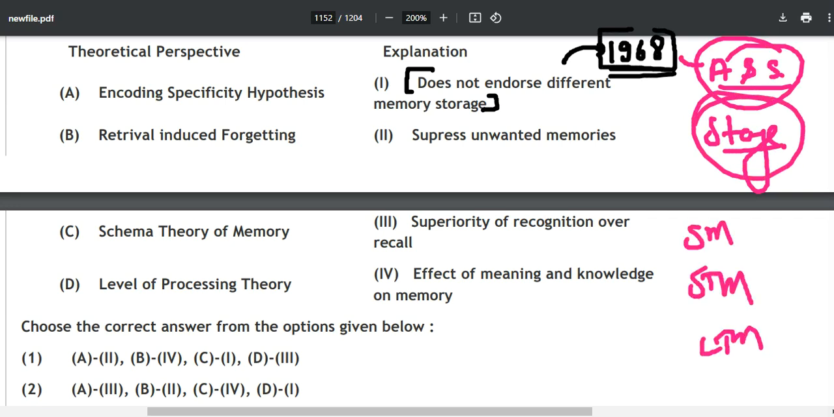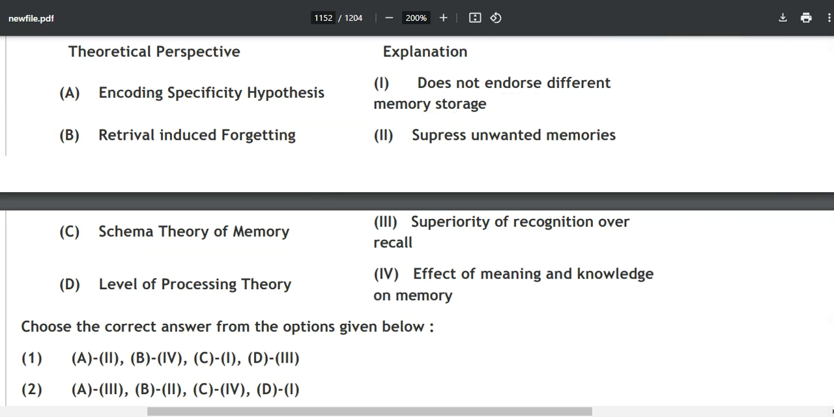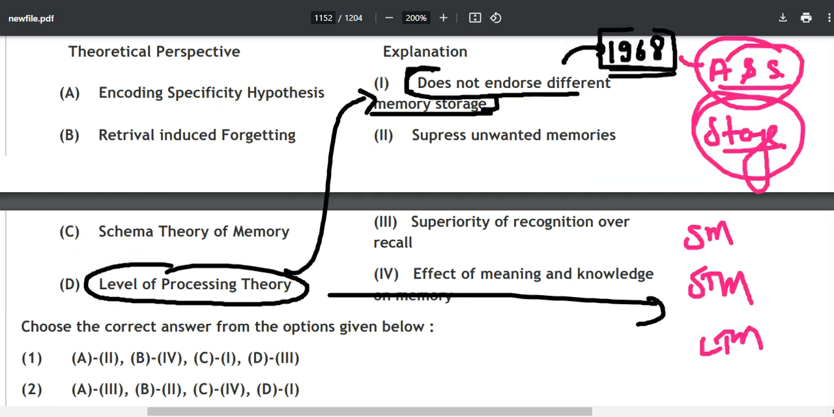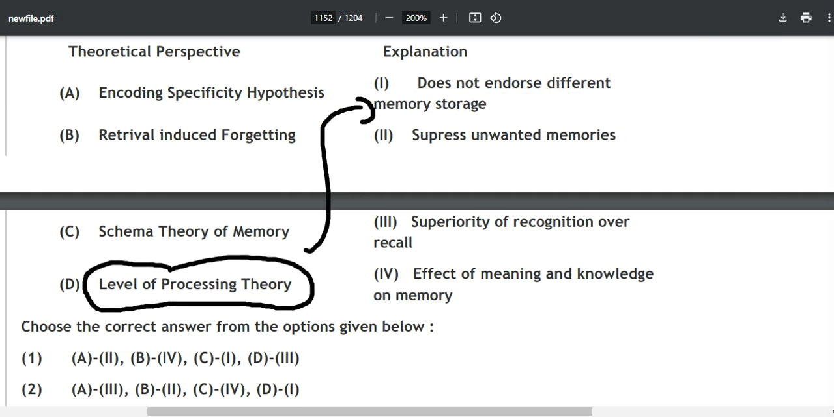But Craik and Lockhart were not talking about these models of memory. That is why option D matches with "does not endorse different memory storage." If Atkinson and Shiffrin had been written over here, then obviously it would be matched with them. But this theory is not matching with the different memory storage anywhere. That's why it is linked over here, and that's why it was a difficult paper at that time in 2021.